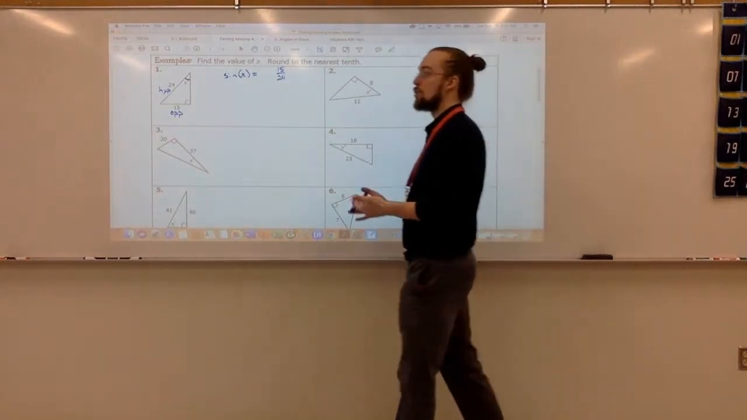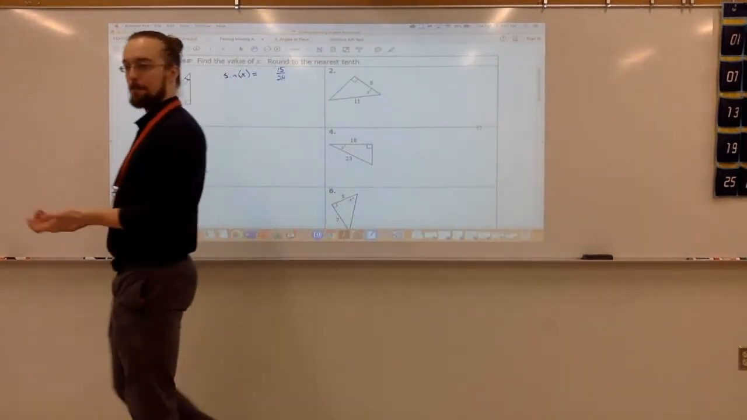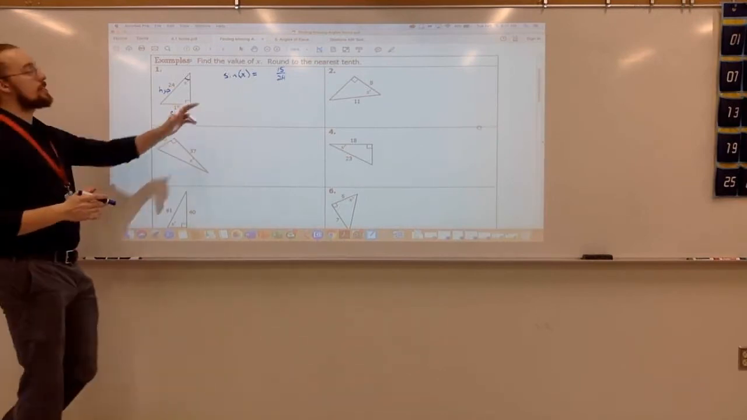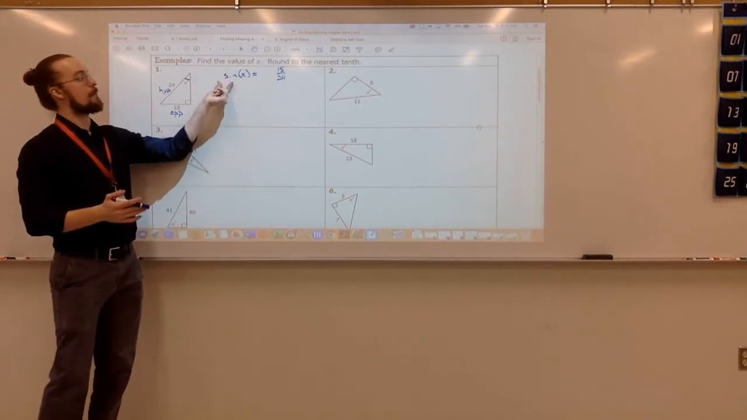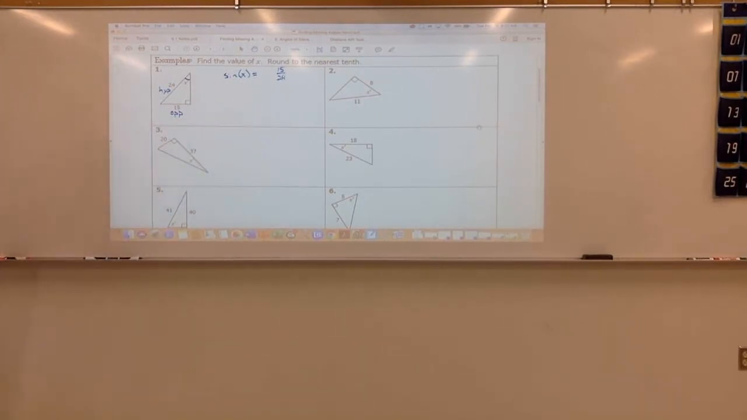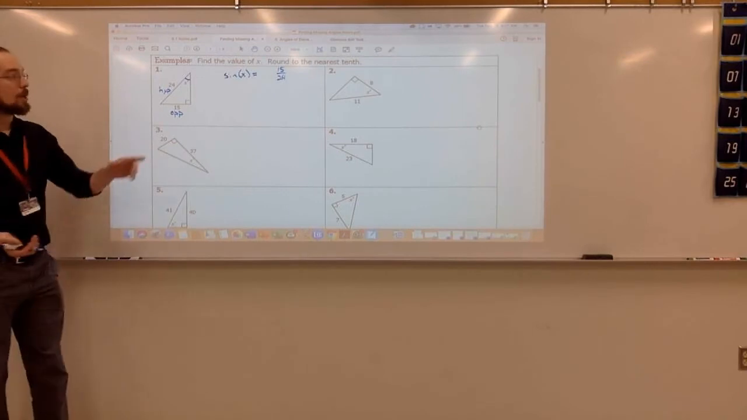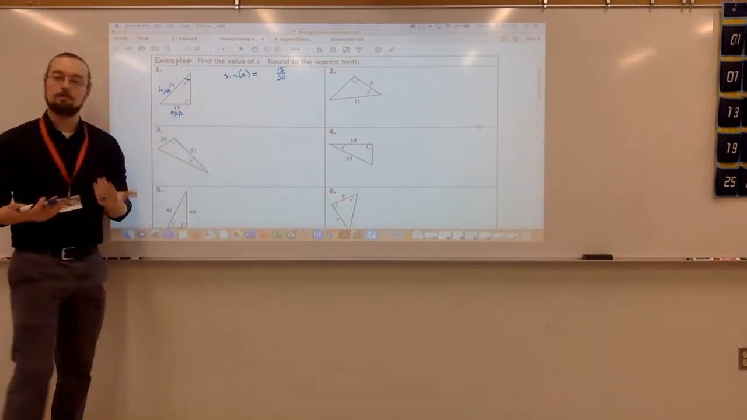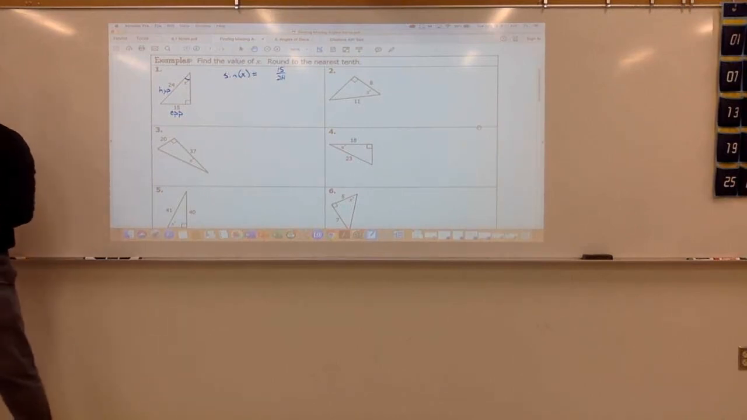So I have to undo the sine function somehow. It's not division because we're not multiplying sine times x. We're taking sine of x. So we need some way to undo that, just like multiplication undoes division or addition undoes subtraction. What we can do is take the inverse sine of both sides of the equation, right?